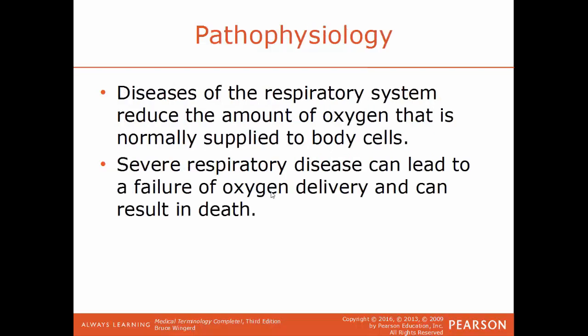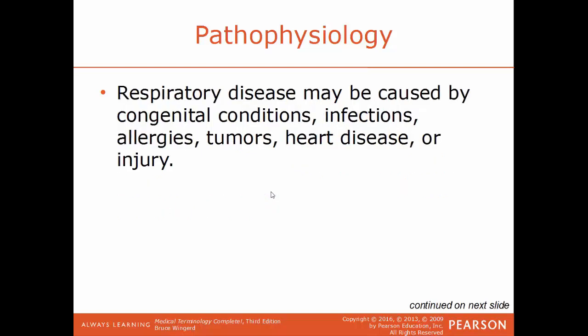Some pathophysiology. Diseases of the system will end up reducing the amount of oxygen that the cells are normally supplied with. And when cells don't have oxygen, they can't function. So a severe respiratory disease results in death. Now, respiratory diseases can either be a congenital issue, or could be due to infections, or allergies, or tumors, or heart disease, or trauma caused by an injury.